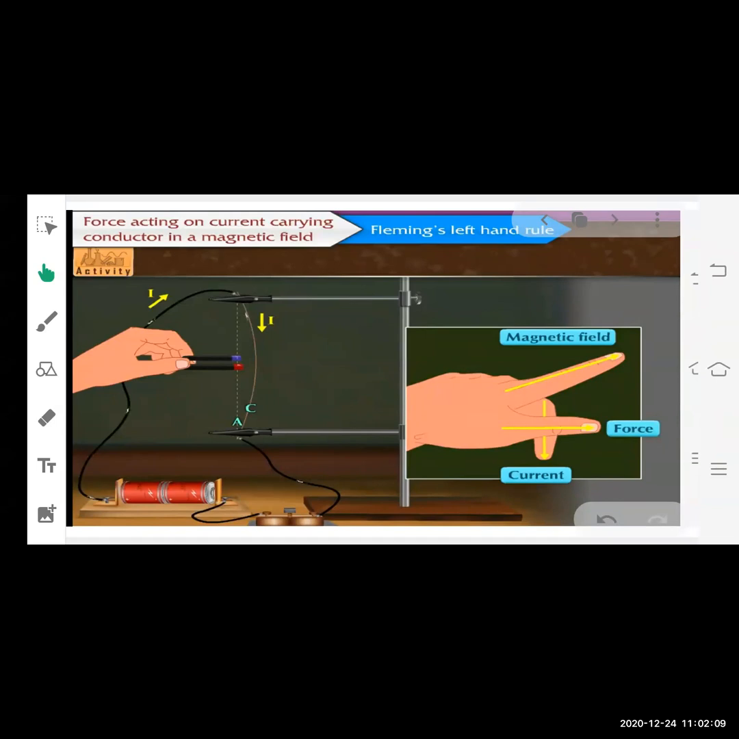As you can see, in that experiment we saw that when there was no current flowing in the circuit, the wire, or you can say the conductor, was at position A. But when the current starts flowing in the circuit, from top to bottom, it moves to position C. But how can we use the left hand rule here?